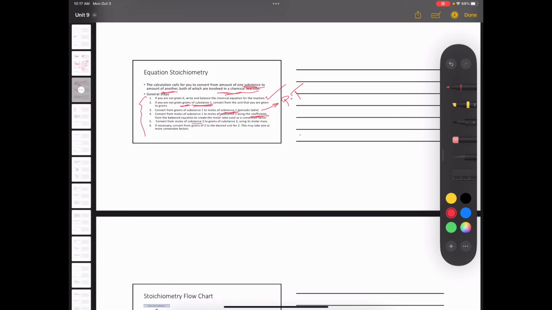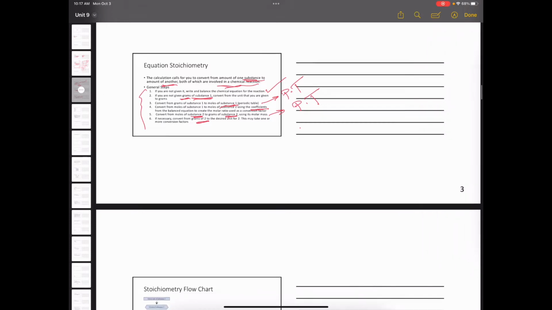And then you'll convert the moles of substance 2 into grams of substance 2 using the molar mass. And again, this is also from the periodic table. And then at the end, you'll have to convert your grams to the desired unit that you started with. So if we started with a kilogram, just like we did earlier, then your final unit has to be in kilogram. If you started with a microgram, then you'll have to finish with a microgram, and so on and so forth.